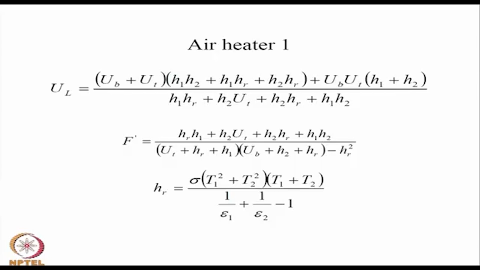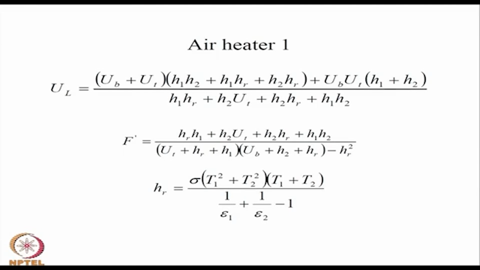For this, we have the overall loss coefficient, a long expression which we have given last time, and it comprises the back loss coefficient and the top loss coefficient and the convective heat transfer coefficients H 1 and H 2 and the radiation heat transfer coefficient H r. Similarly, the collector efficiency factor also has been expressed in terms of the heat transfer coefficients and the loss factors, where of course, we define the radiative heat transfer coefficient in terms of the two temperatures. Essentially, that is to express the radiative heat loss as a product of H r and a delta T.